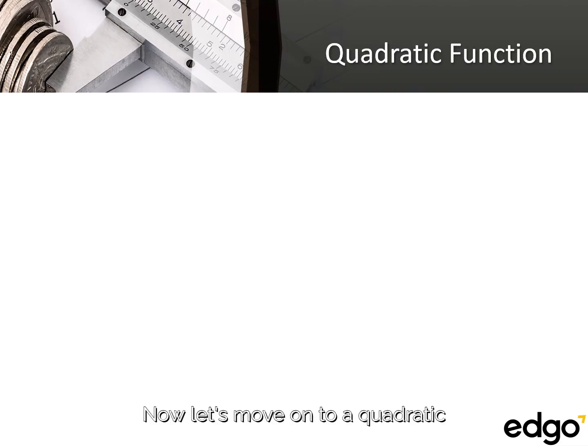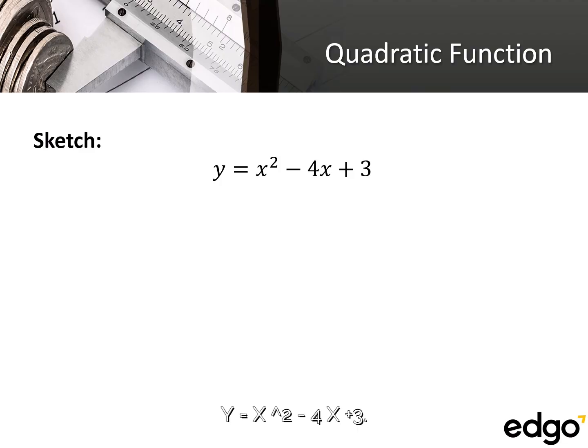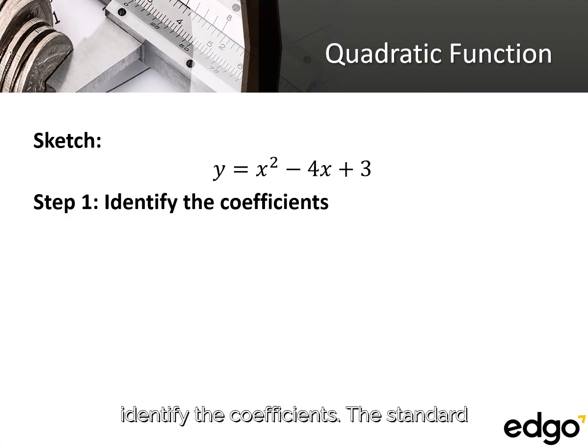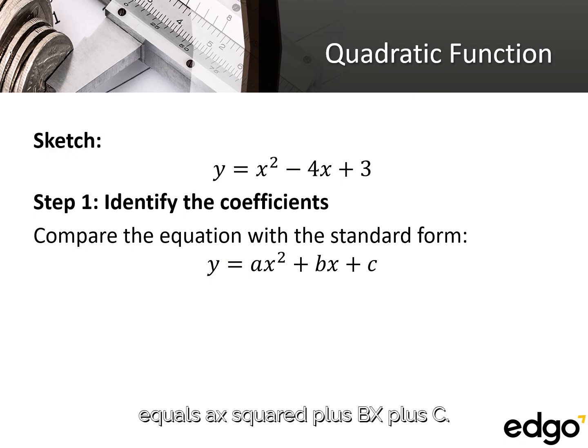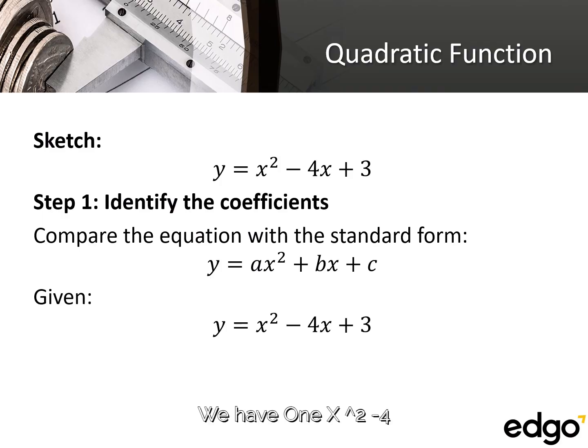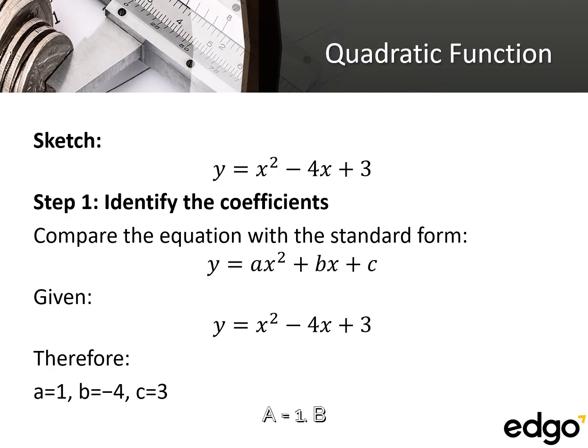Now let's move on to a quadratic function. We want to sketch y equals x squared minus 4x plus 3. Before we calculate anything, let's identify the coefficients. The standard form of a quadratic is y equals ax squared plus bx plus c. Now compare this with our equation. We have 1x squared, negative 4x, and positive 3. Therefore, a equals 1, b equals negative 4, and c equals 3. We don't choose these values. We identify them from the equation by comparing it with the standard form.